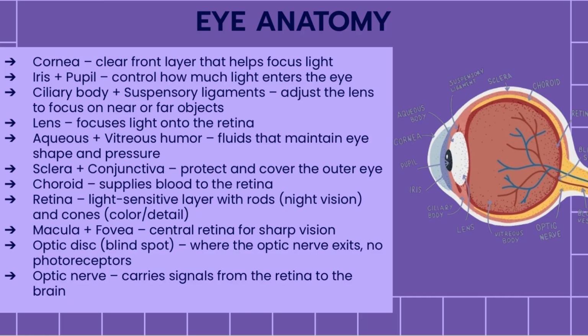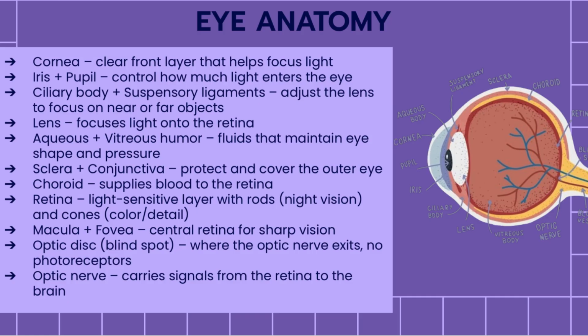Ciliary body and suspensory ligament. They adjust the shape of the lens to focus on near or distant objects, which is called accommodation. And we have the lens, which focuses light rays onto the retina. Vitreous humor, the jelly-like substance filling the space between the lens and the retina, maintaining eye shape. Choroid, the vascular layer that supplies blood and nutrients to the retina.